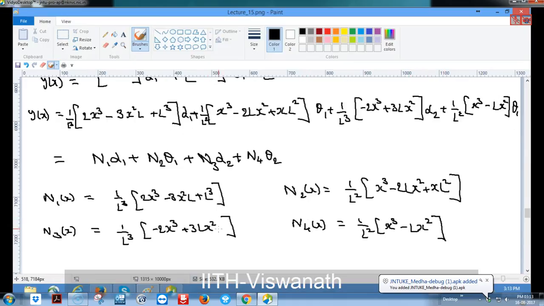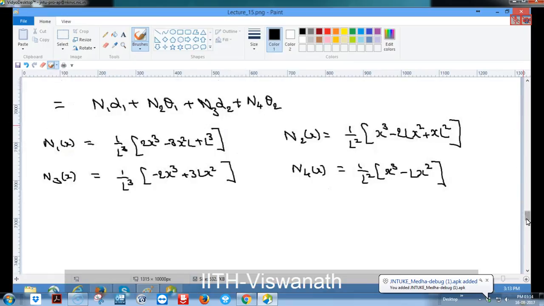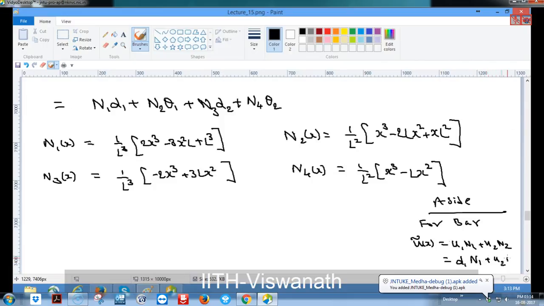So if you identify this similar to what we have done for a bar, for a bar we said that my u of x, or u tilde of x, is equal to u1 n1 plus u2 n2, or degree of freedom 1 times n1 plus degree of freedom 2 times n2. So this is the u i N i form. You see that these are also degrees of freedom. This is the first degree of freedom. This is the second degree of freedom.